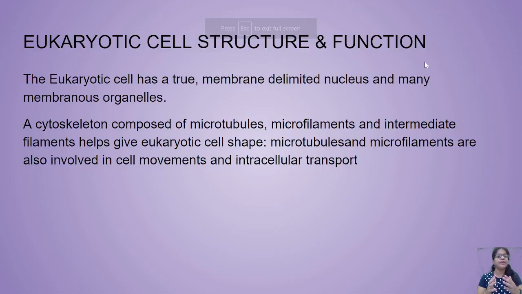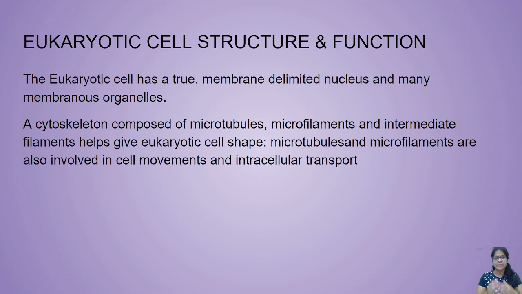So you all know that eukaryotes have a well-defined nucleus with a nuclear membrane and well-defined DNA with histone proteins. Apart from these, you also have well-developed organelles present in eukaryotes, right?